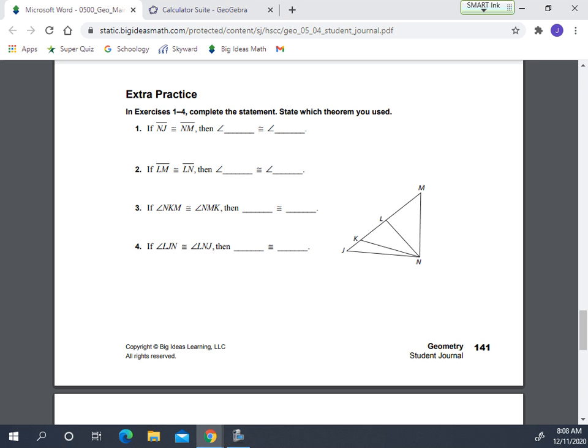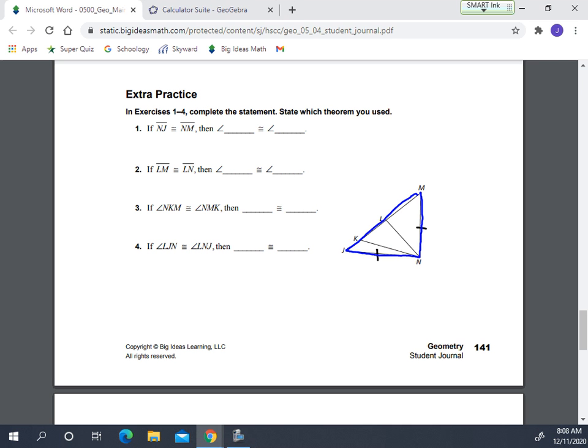Okay. Well, if NJ, so find NJ here and create a little mark right there. NJ is congruent to NM. Okay, there's our isosceles triangle. It's the biggest triangle they show. Okay, we know that those two sides are congruent, NJ and NM. Well, then what do we know about the angles?